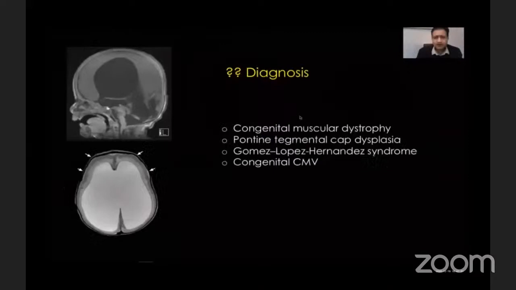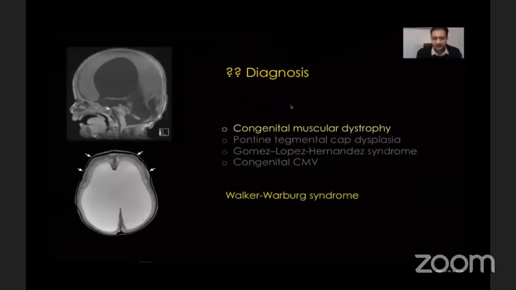So what's the diagnosis here? Is it a congenital muscular dystrophy? Is it pontine tegmental cap dysplasia? Is it Gomez-Lopez-Hernandez syndrome? Or is it all sequelae of congenital CMV infection? So this constellation of imaging findings is very characteristic of the congenital muscular dystrophy spectrum, the prototype of which is the Walker-Warburg syndrome, which this patient had.